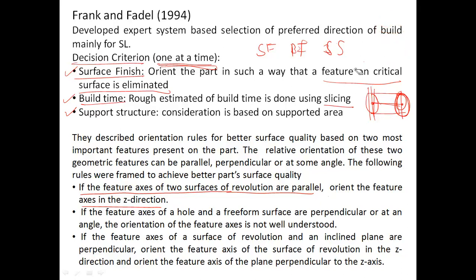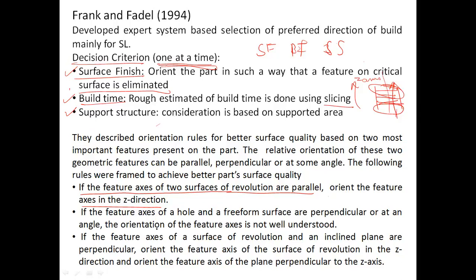Similarly, for a cube. So what he said is that if you have two surfaces of revolution which are parallel to each other, then orient the axis in Z direction, which means the part is to be fabricated in Z axis. So this is going to be your Z axis. So you have to cut this like this. The orientation has to be across Z axis. Don't bother about build time. Don't bother about support structure, because that will automatically be minimized if you are making the part in Z axis.